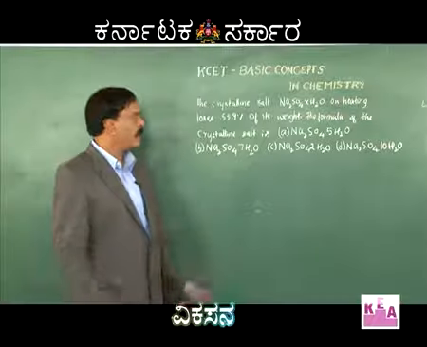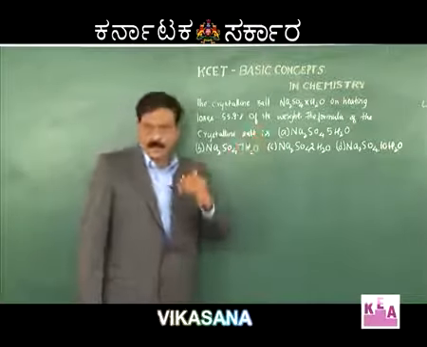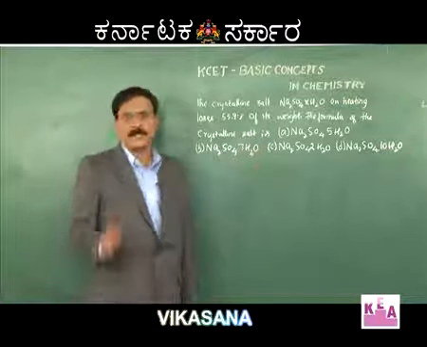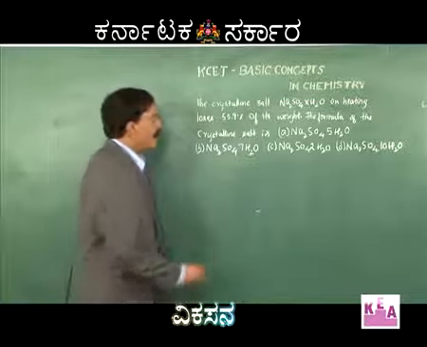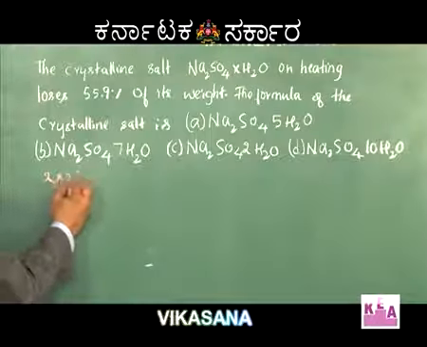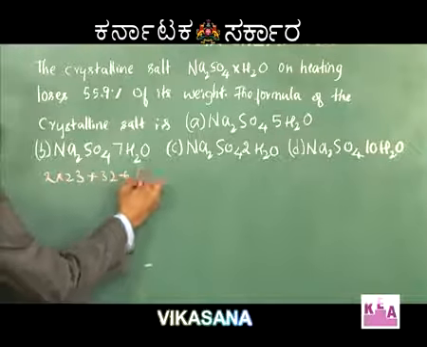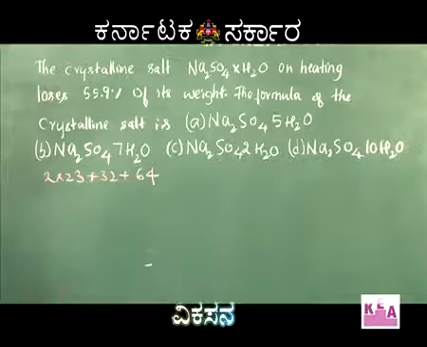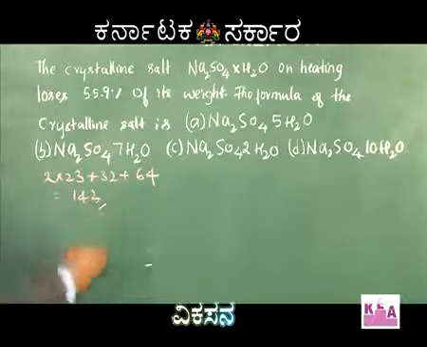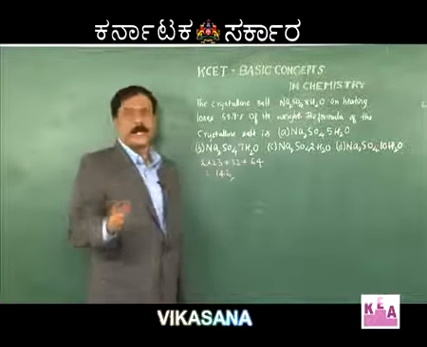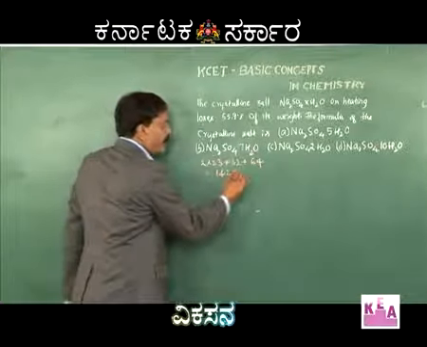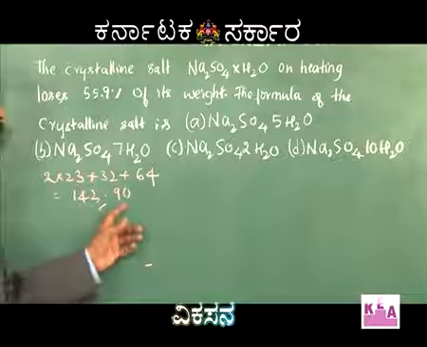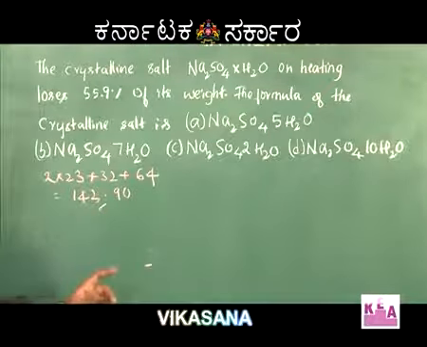So let us find out the ratio of the mass of the anhydrous salt as well as the water of crystallization. For that we need to know the molecular mass of sodium sulfate. The molecular mass of sodium sulfate is 2 into 23 plus 32 plus 64. Now this turns out to be 142. In option A, it is mentioned as 5H2O. 5H2O means it comes to 5 into 18, that is 90. 90 is very much less than 142. Its contribution cannot be 55.9%.